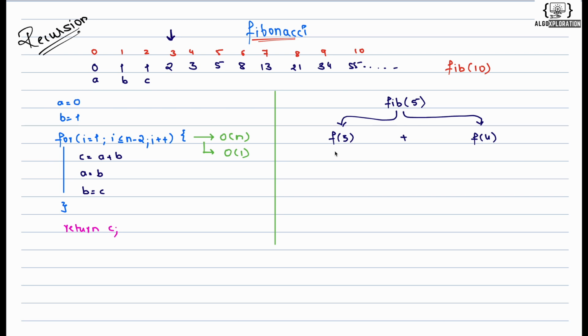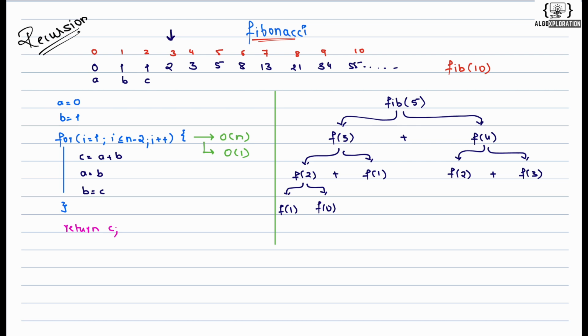Now what will be the answer of f of 3 and f of 4? We have to find it. So Fibonacci of 3 is nothing but f of 2 plus f of 1, right? Fibonacci of 3 is nothing but the addition of f of 1 and f of 2. Same goes for f of 4, that means Fibonacci of 2 plus Fibonacci of 3. Same for this, this will be f of 1 and f of 0.